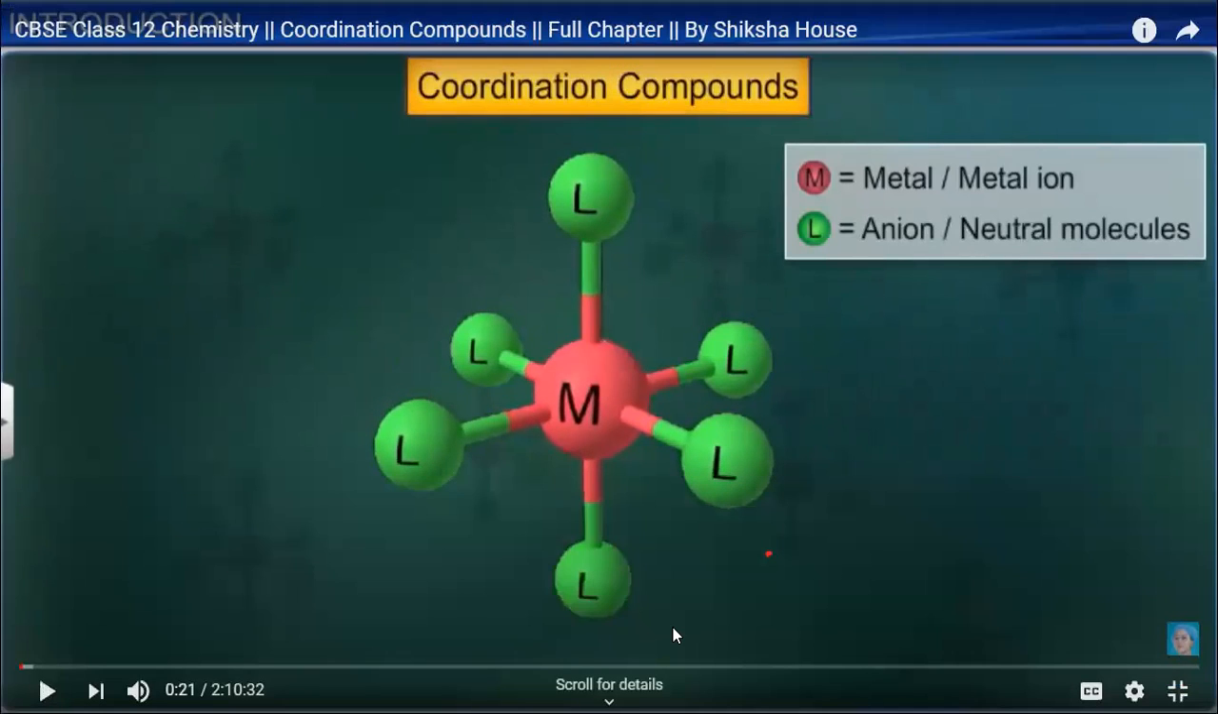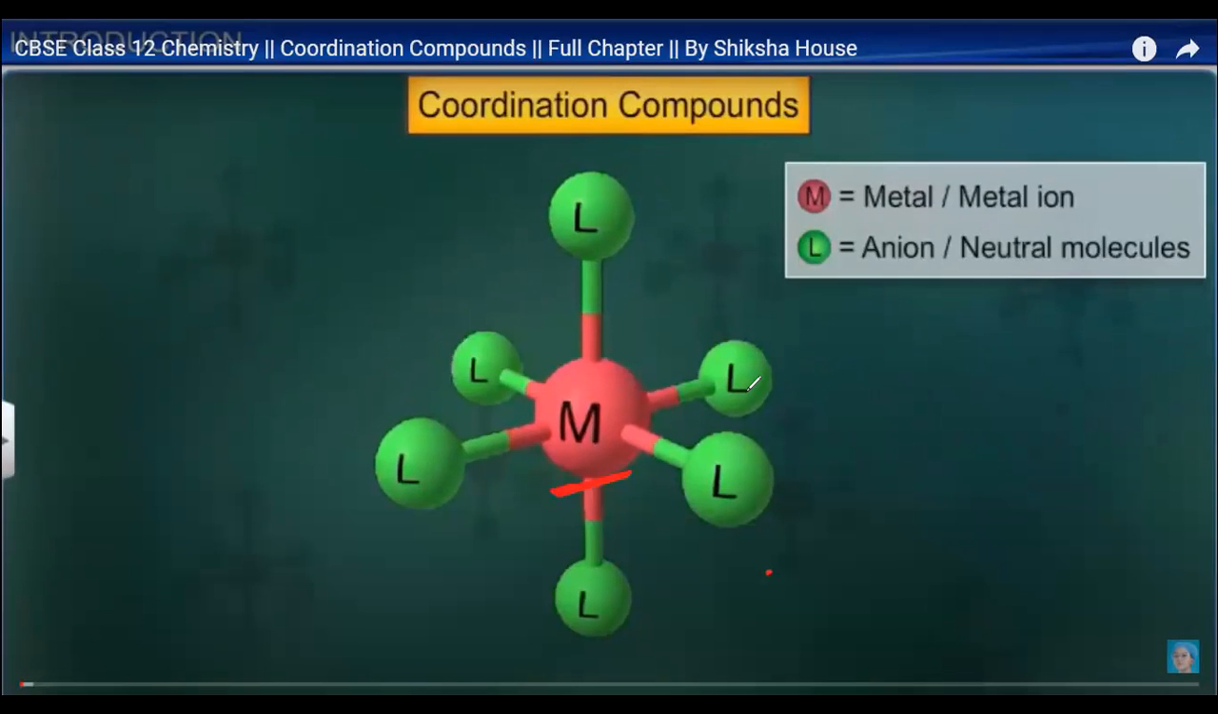So see here, there is a central metal ion, which is coordinated with different ligands. This particular structure is called a coordination compound. These ligands must have a lone pair of electrons and must donate their lone pair of electrons to the central metal ion, because of the vacancy in its d orbitals. So let us see this.